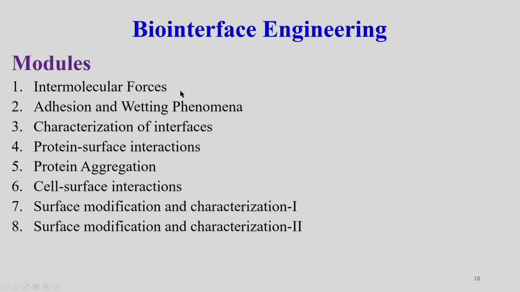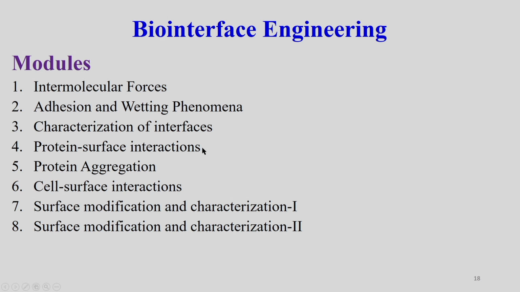So, we discussed different intermolecular forces, what is the classification of the intermolecular forces, how we can estimate them, and what are the different functions of various intermolecular forces. Then we saw what is surface tension and what is surface energy, how wetting takes place, and what is adhesion and what is cohesion in the second module. Then in the third module we discussed the characterization of interface, particularly the surface tension of liquids, then measurement of contact angle, then surface tension of solids.